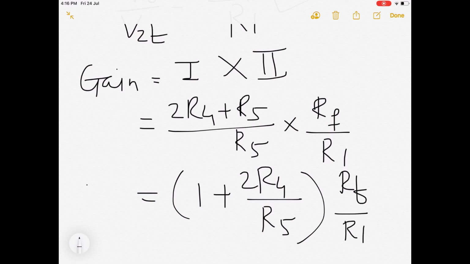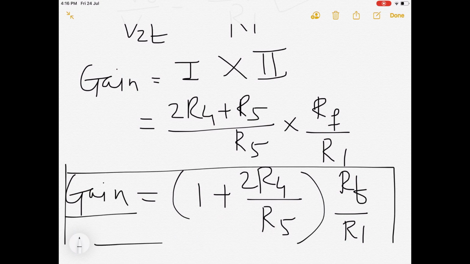So this is the overall gain of the instrumentation amplifier, which is very important for your exams. There may be a question for 10 marks: derive the expression for instrumentation amplifier. And here your gain can be varied by using R5. We can use a potentiometer, so that we can vary the gain of the instrumentation amplifier.